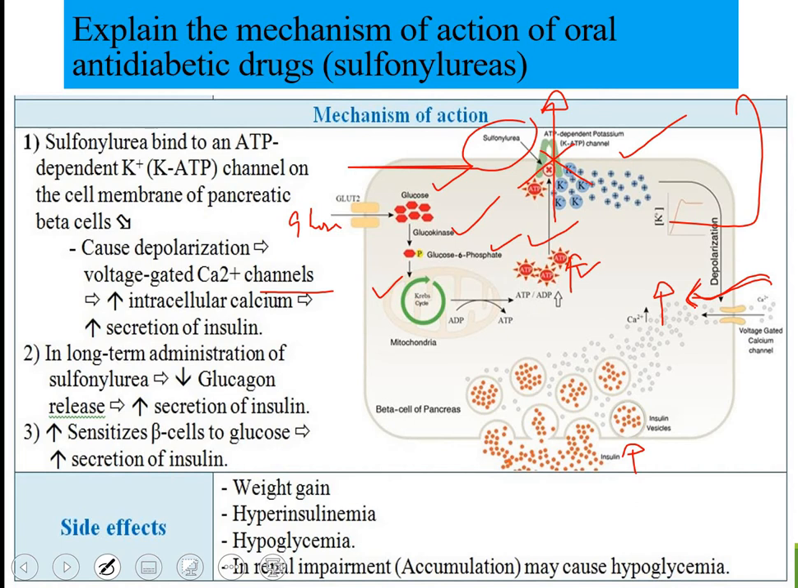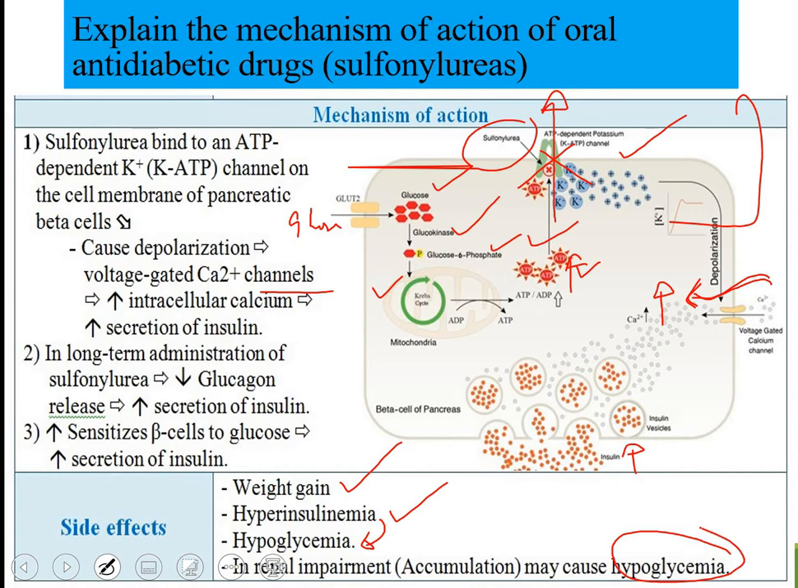Therefore, release of insulin will occur, and insulin will move the blood glucose into the tissues, into the liver and the skeletal muscle, where it will be stored in the shape of glycogen. So there will be weight gain, associated with hyperinsulinemia, an increased insulin level in the blood, and consequently a risk of hypoglycemia. In renal impairment, there may be accumulation of these sulfonylureas, remember.